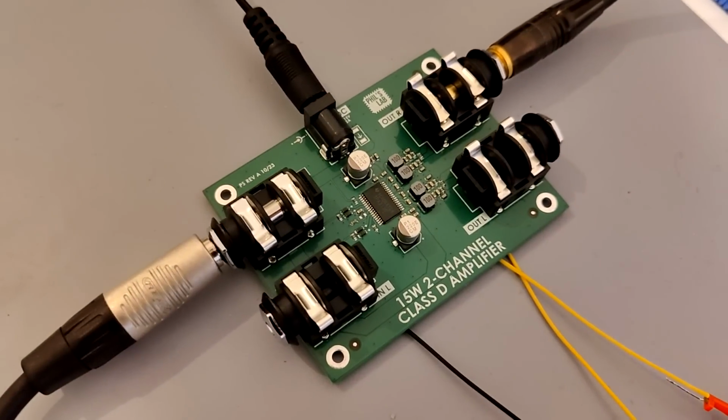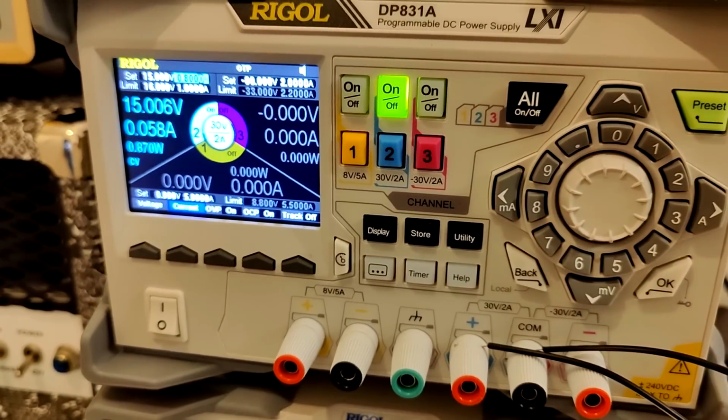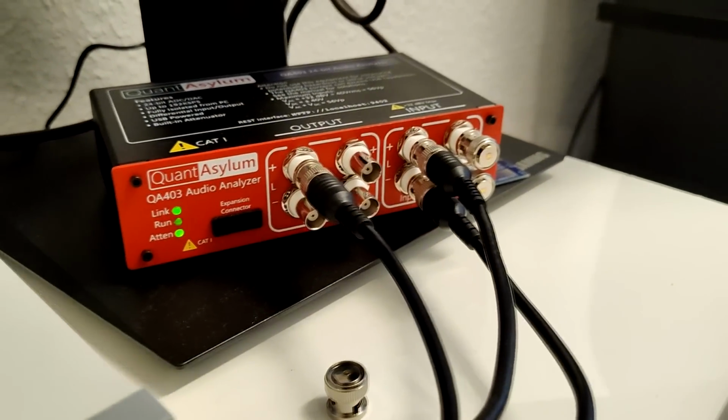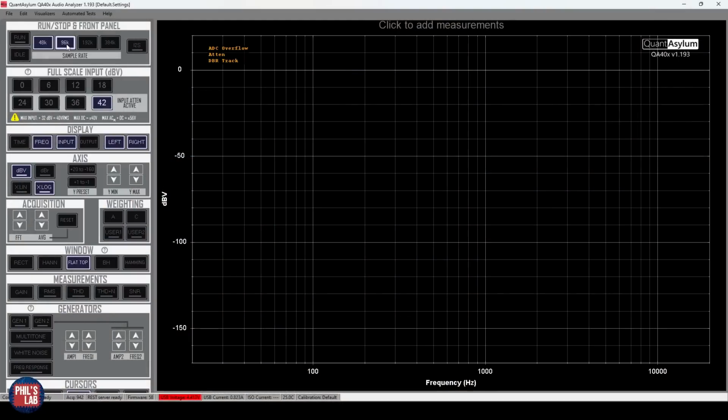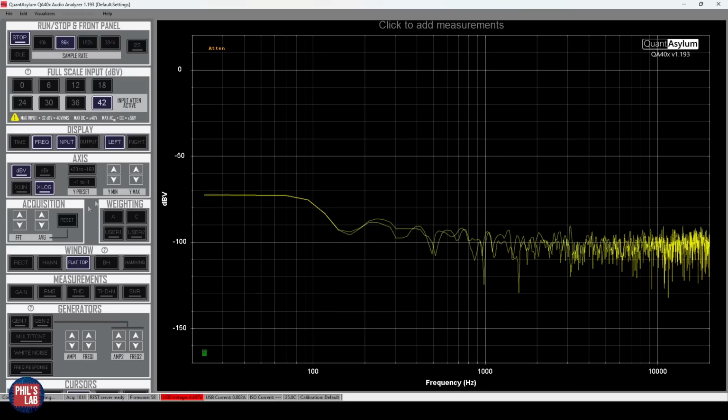The connections are very simple. I've hooked up my 2-channel 15-watt Class D amplifier to a power supply, 15 volts, and then also to the Quantasylum with one output and a differential input. I'm just going to run this at 96K, set my input attenuator because we're going to be supplying an input voltage that's going to be amplified by a gain of 20 dB, so 10 times. I'm measuring only on the left channel, so I'll turn off the right channel, which is the yellow trace.